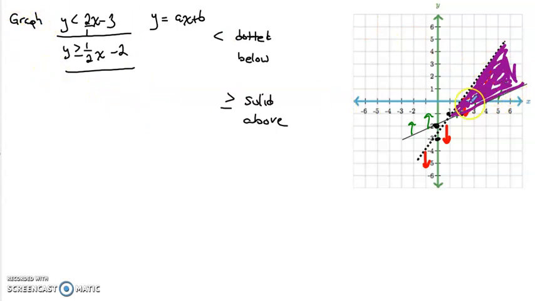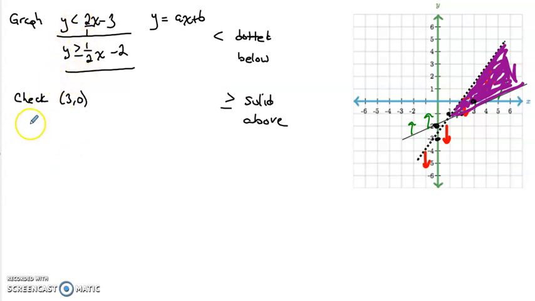Let's look at what I mean. If we take the point 3, 0, that point 3, 0 is clearly in the shaded area, right? So to do a little check, let's take a point in the shaded area. In this case, let's look at 3, 0. And let's see if it makes both of these statements true.